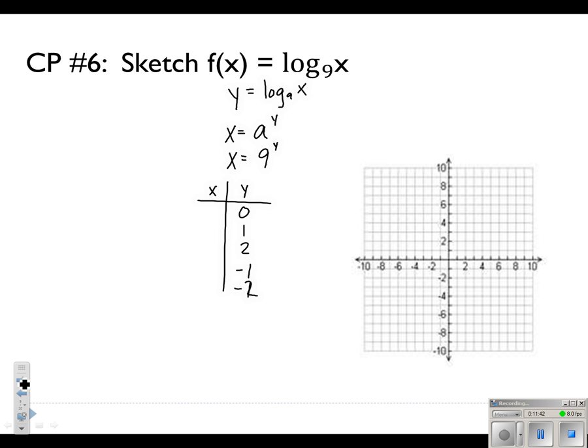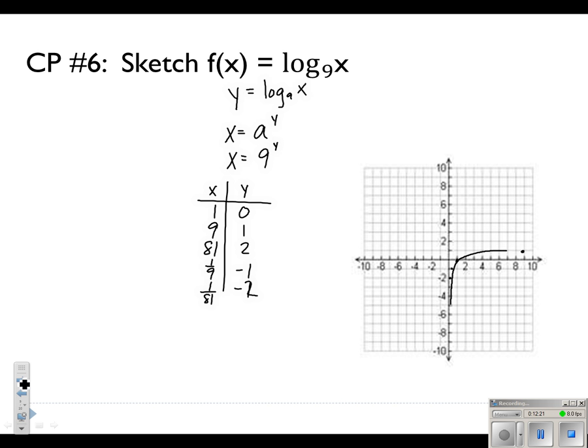So if I put 0 in for the power of 9, I'm going to get a value of 1. If I put 9 to the first power, I get 9. 9 to the second power, 81. 9 to the -1 power is 1 over 9. And 9 to the -2 power is 1 over 81. So coming over here and sketching then, 1, 0, 9, 1. The other one obviously is not going to fit on our graph. 1/9, -1, and then 1 over 81, -2.